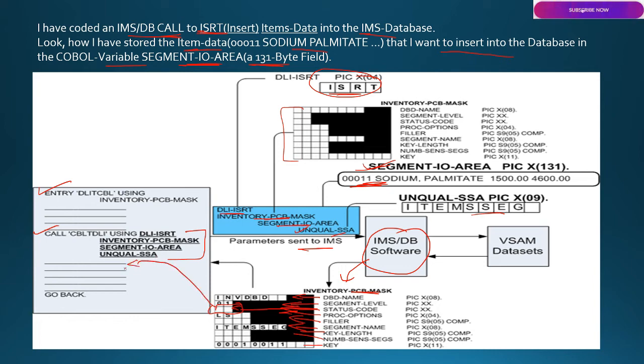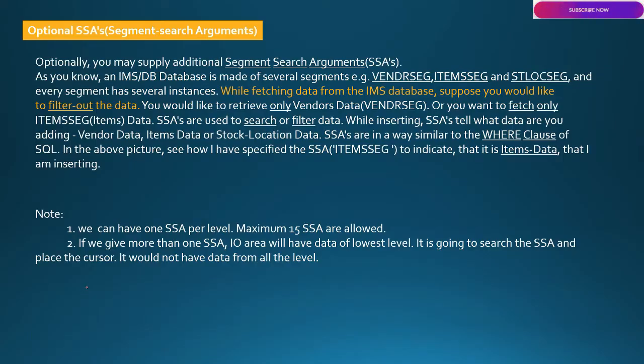After that we can perform any action we require, and then we have the GOBACK statement. And we have the last parameter, the optional SSAs, the segment search arguments. Optionally you may supply additional segment search arguments. This is optional, but if you want to increase the efficiency of searching the data in your IMS database, you can use it.